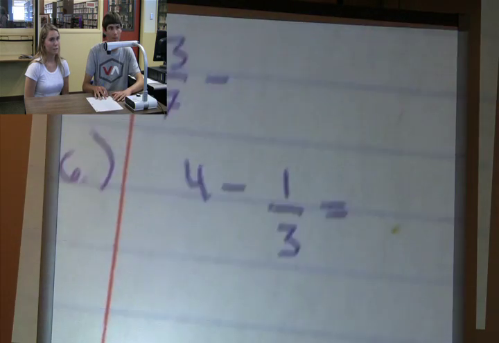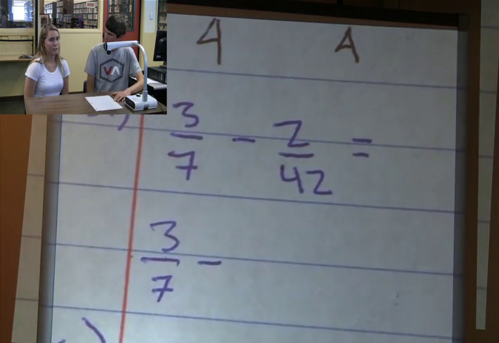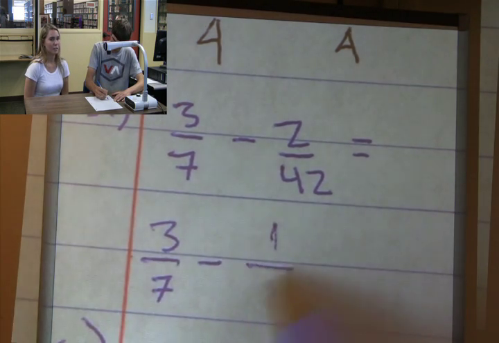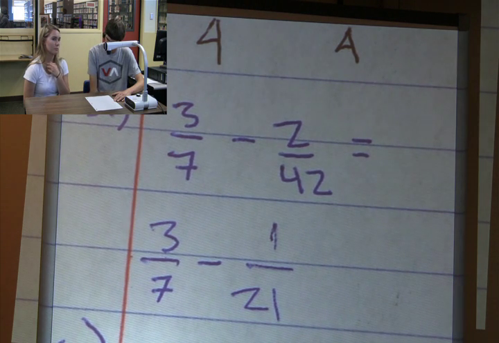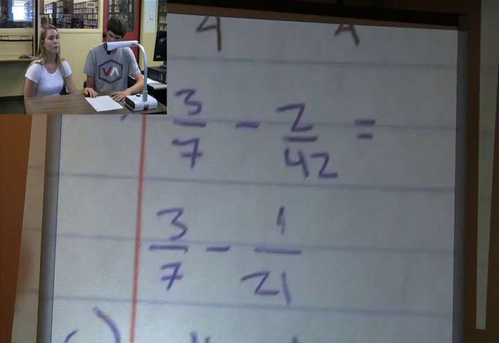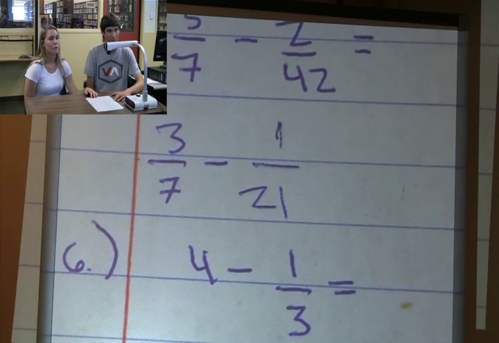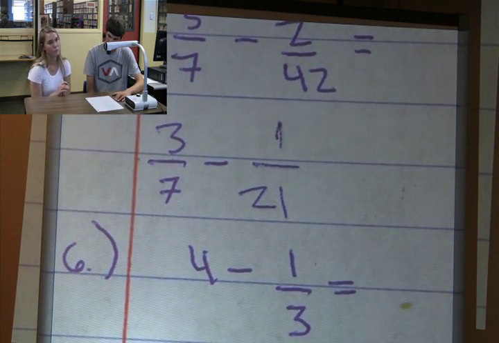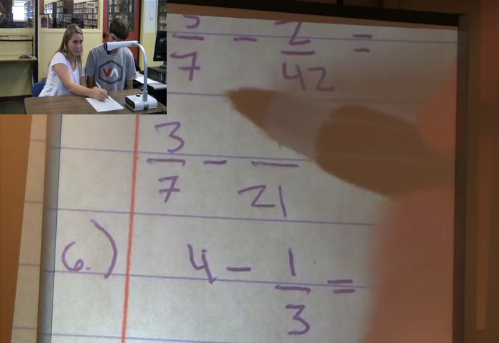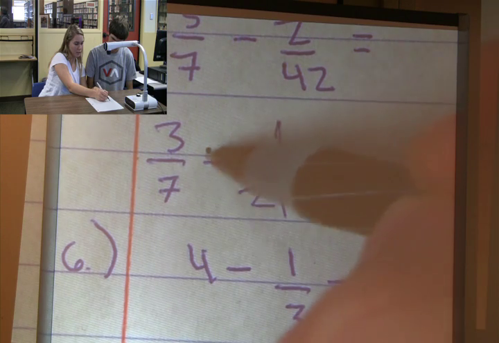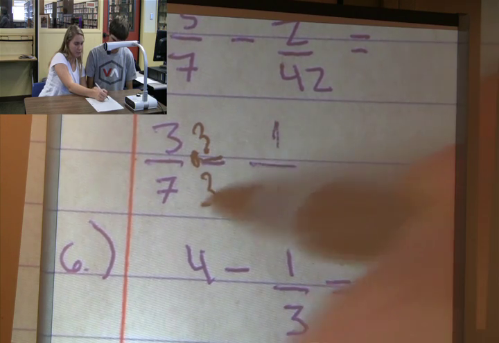So 3 over 7 stays the same? Yep. And then 42 divided by 2 is 21, right? So that's 3/7 minus 2 over 42 is the same as 3/7 minus 1 over 21. Oh. So what would the common denominator be now? Oh, well, 7 times 3 equals 21. Okay, so then I could just multiply this side right here by 3 over 3.